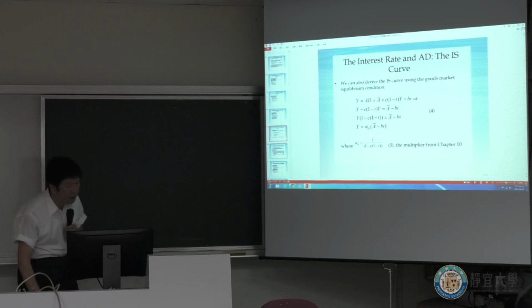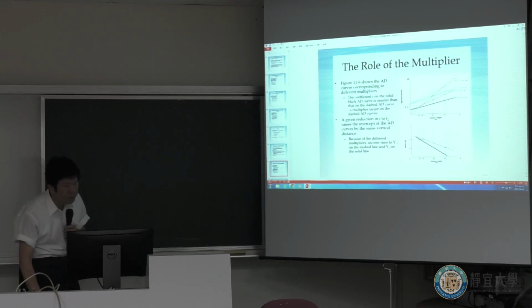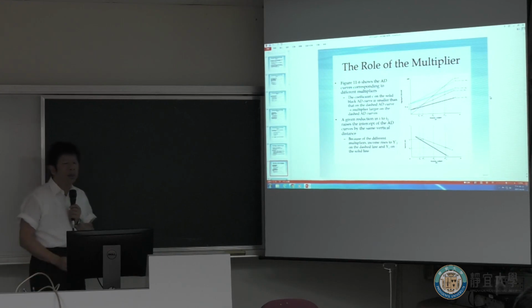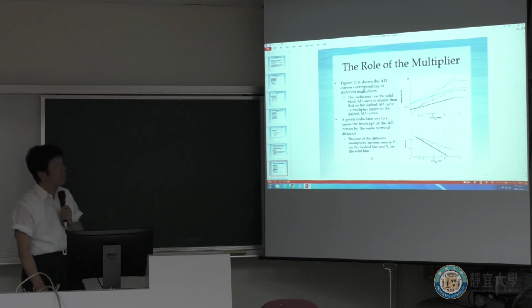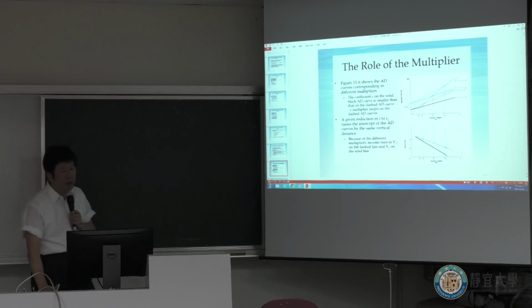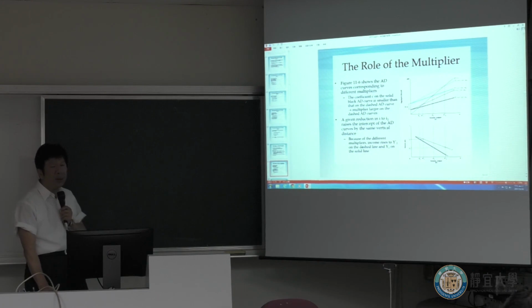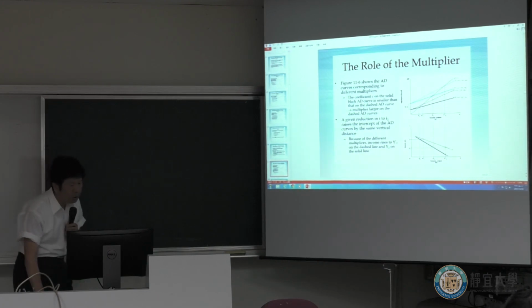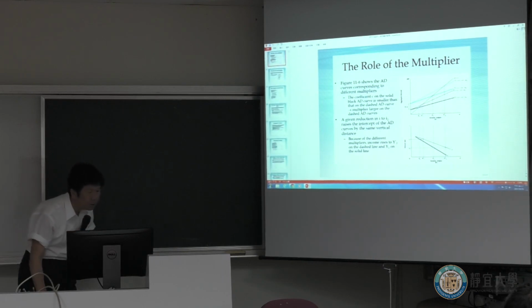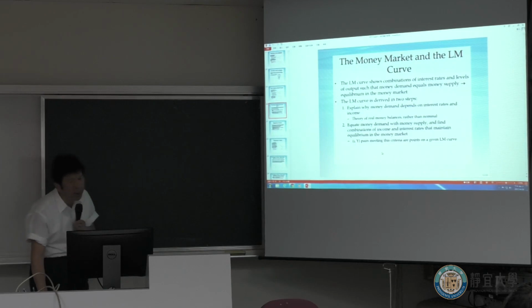And after that, we also look at the multiplier. When autonomous consumption increases, then income also increases. And then there are some different multipliers. So we also try to show you all the effects. And the other part is special for the LM.